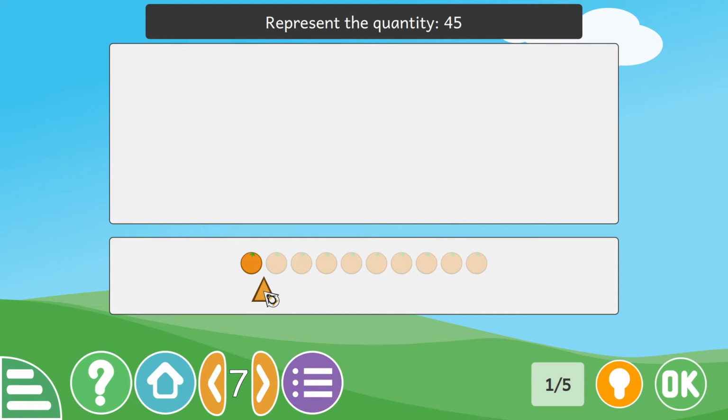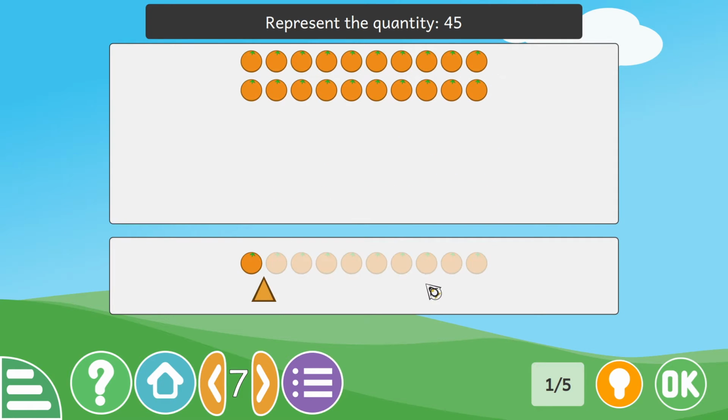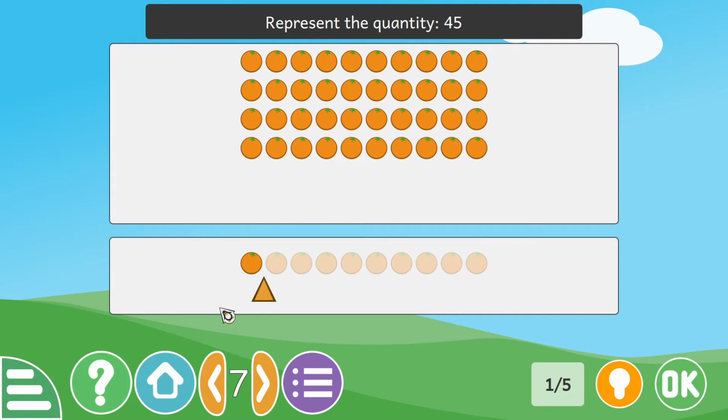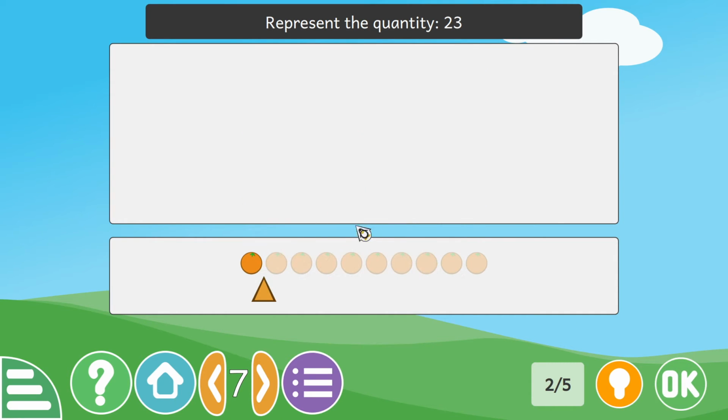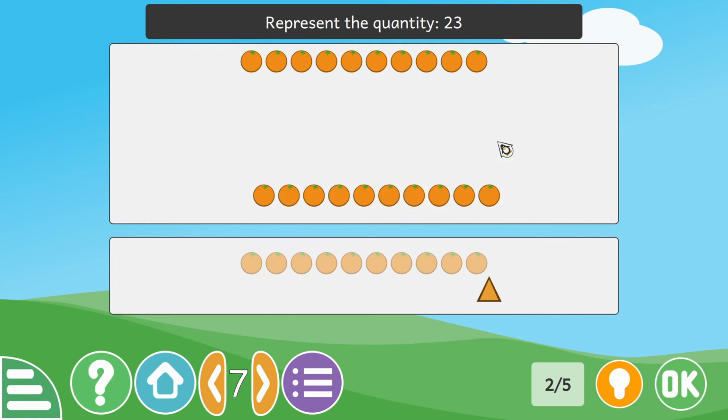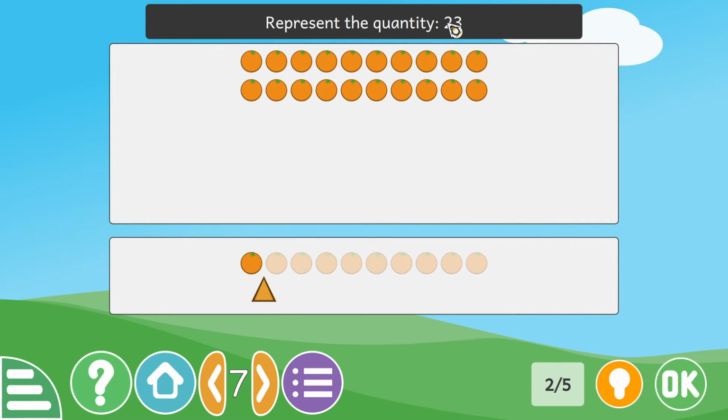And now we're getting a fair bit bigger. So we've got 45. So 10, 20, 30, 40, and then 5. Now I've got 23. So I give them 10, 20. This number here is how many lots of 10 we give them, and this number here is how many lots of 1 we give them. So 3 lots of 1 and 2 lots of 10, 23.